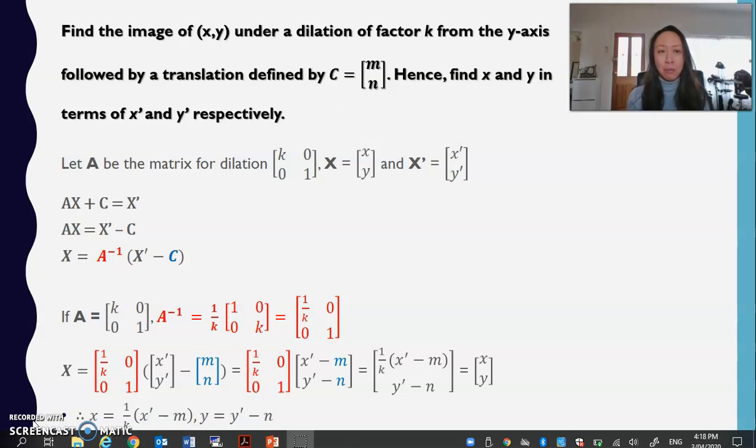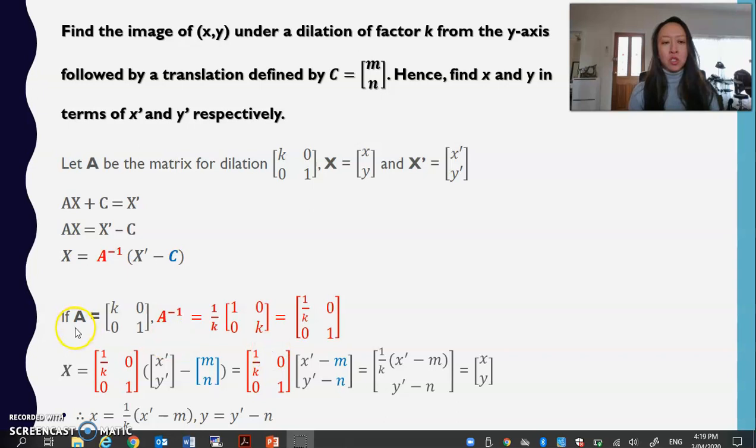This is actually a lesson about transformation using matrices, and we have learned quite a lot in the previous video. So this is just continuing what we have learned just now. Given this question, it's to find the image of a particular point under a dilation followed by a translation, and then we have to write the x and the y value in terms of x prime and y prime, so in terms of its image.